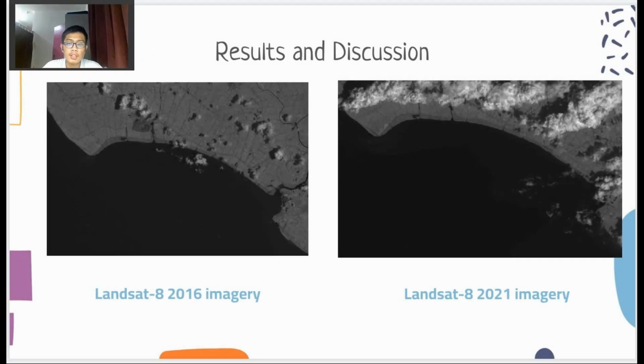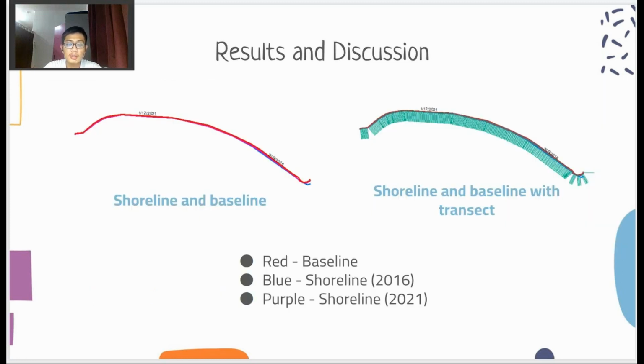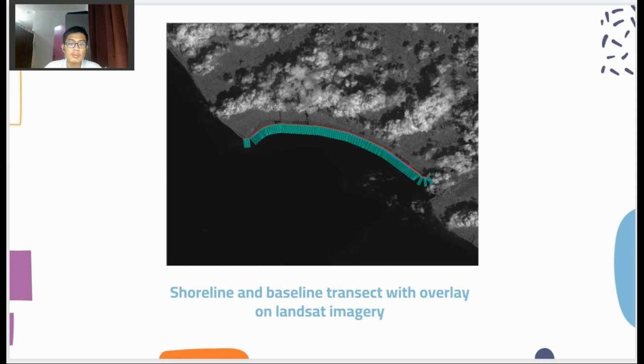So moving on to the result and discussion of this study. On your left, you can see the Landsat 8 2016 imagery, and on your right, you can see the Landsat 8 2021 imagery. So this is the shoreline and baseline that has been drawn using the DSAS tool. On your left without the Transat data, and on your right with the Transat data. The red line indicates the baseline, the blue line indicates the shoreline for 2016, the purple line indicates the shoreline for 2021. So this image is a shoreline and baseline Transat overlay on Landsat imagery.